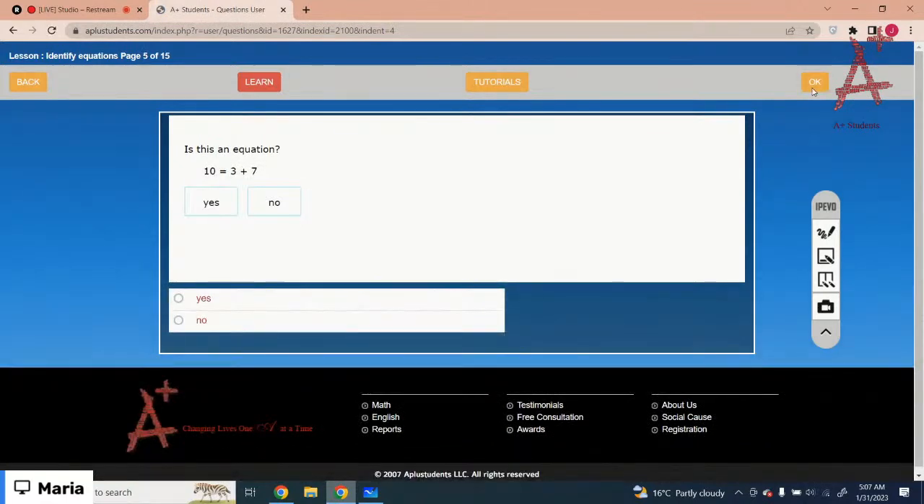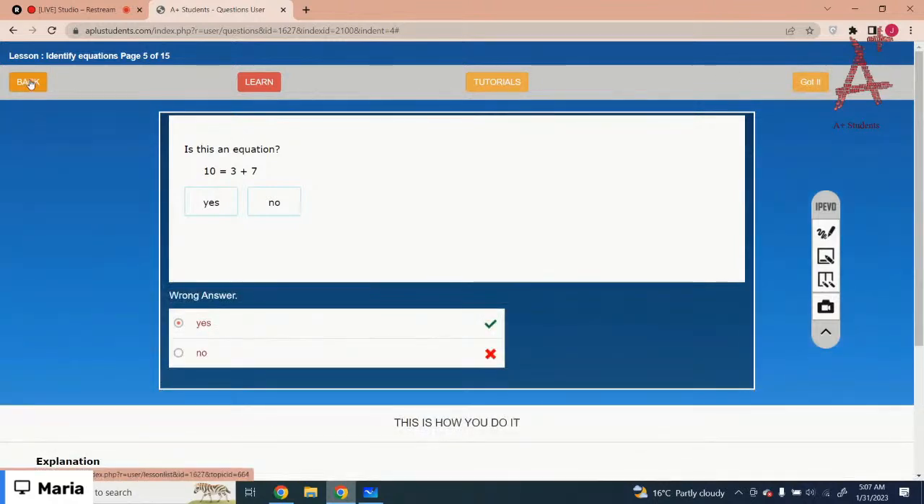Okay, is this an equation? 10 equals 3 plus 7? Yes or no? Very good. Okay, you can complete the test by yourself later today. Let me just move on to the next topic. Sorry, I selected the wrong option. The answer is no. Got it? So you can complete the test by yourself later today.